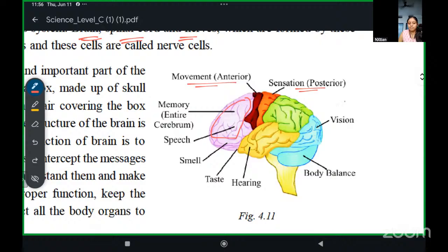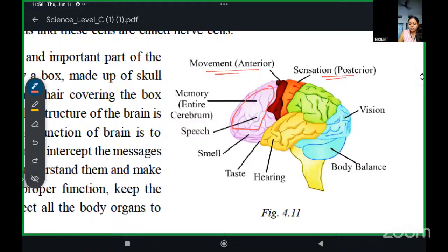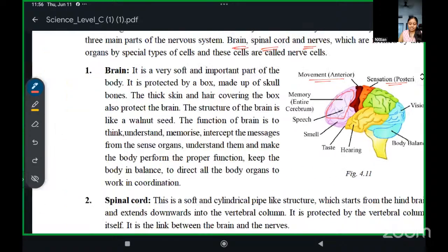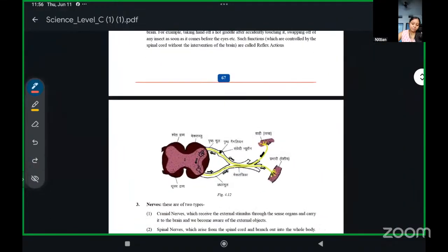Yes, Johanna. What does sensation mean? Is it how we feel? Yes, that is how we feel. Sensation means how we feel. That is right. Okay, now let's study them all in detail.